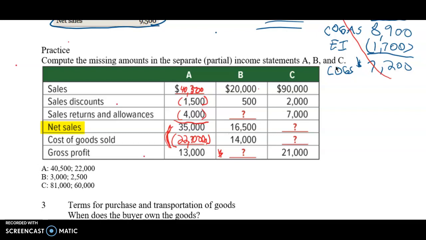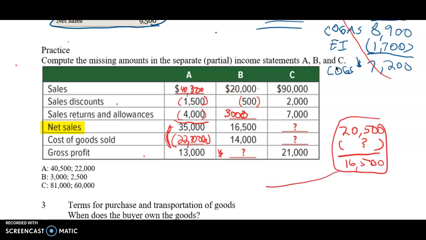I'm going to show you an alternative method right after I show you my method. 20,000 minus 500 minus 16,500 is 3,000. Or you could do this. 20,000 plus 500 is 20,500, minus we don't know, equals 16,500.